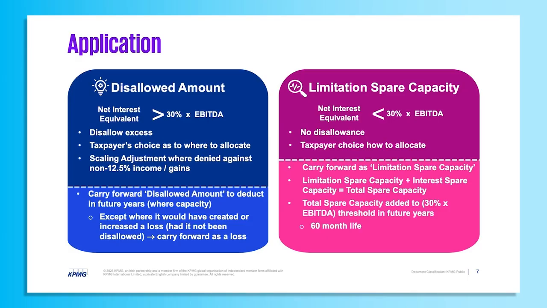Where there is a disallowed amount, the company can carry that forward and use it in future years where its interest expense does not exceed 30% of EBITDA in that year. This can be used against any of its future years' activities.